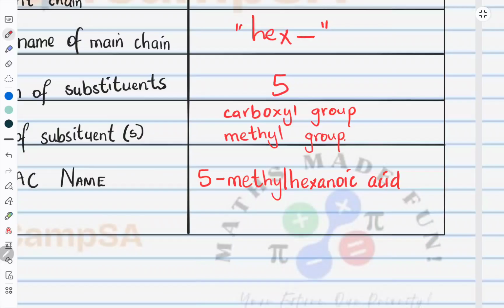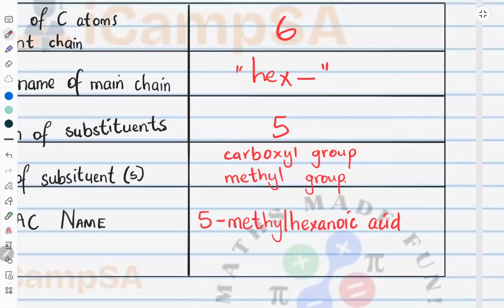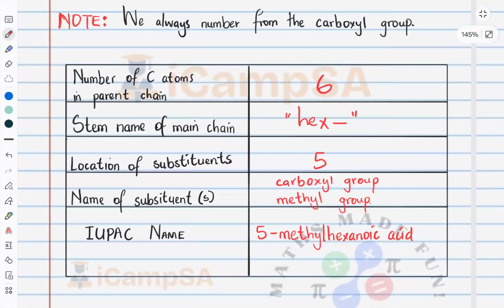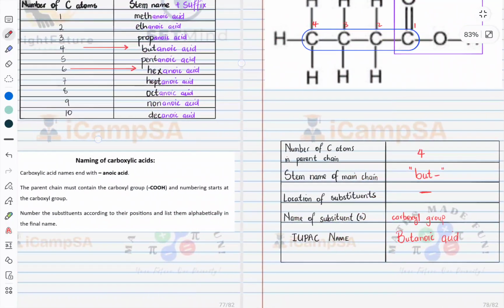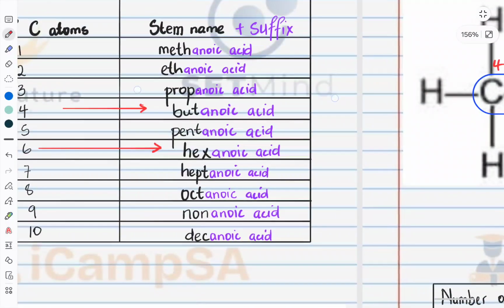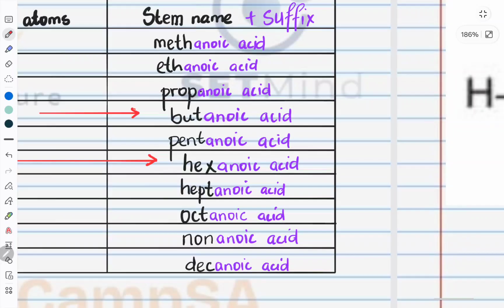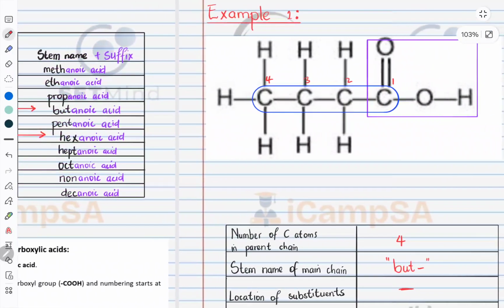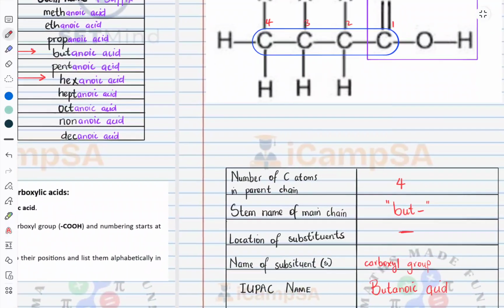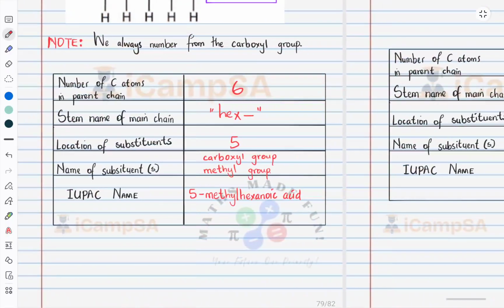That's it. So there's no other alternative to naming this one. It's just 5-methyl hexanoic acid. Remember here, we said if it didn't have any substituents, it was simply going to be hexanoic acid. But now that it has a methyl group substituent, it has to be 5-methyl hexanoic acid. We have to include the name of the other substituent in our final IUPAC name.